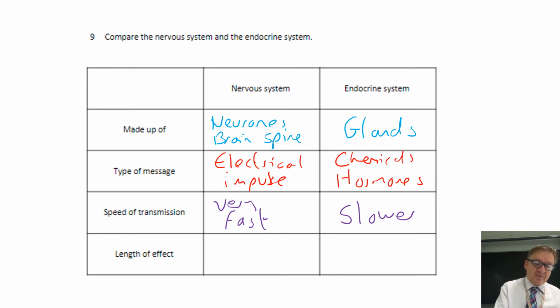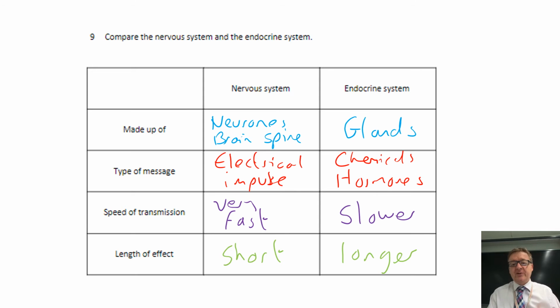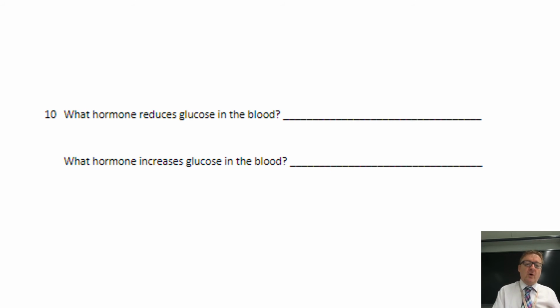Length of effect. It's a very short effect in the nervous system. And because the hormones are going around the blood, the endocrine system has a longer effect on the body. What hormone reduces glucose in the blood? Okay, we've just talked about that, and that is insulin. What hormone increases glucose in the blood is glucagon.